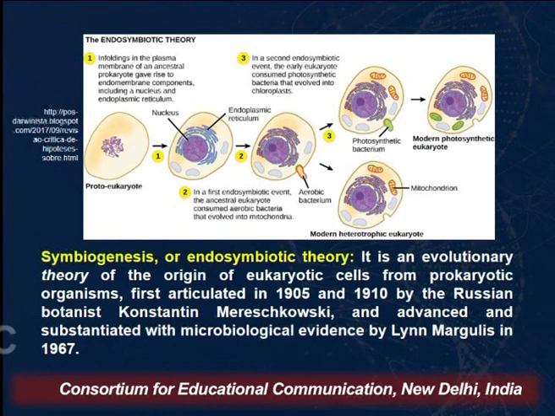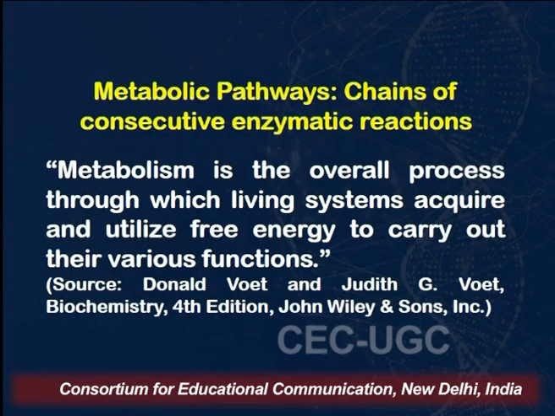So this is a theory which was given way back in 1905 and 1910 by a Russian botanist, and it shows how the eukaryotic cell originated from prokaryotic organisms. It was an evolutionary theory which is called the endosymbiotic theory or symbiogenesis. Now, why exactly are the metabolic pathways important to us?